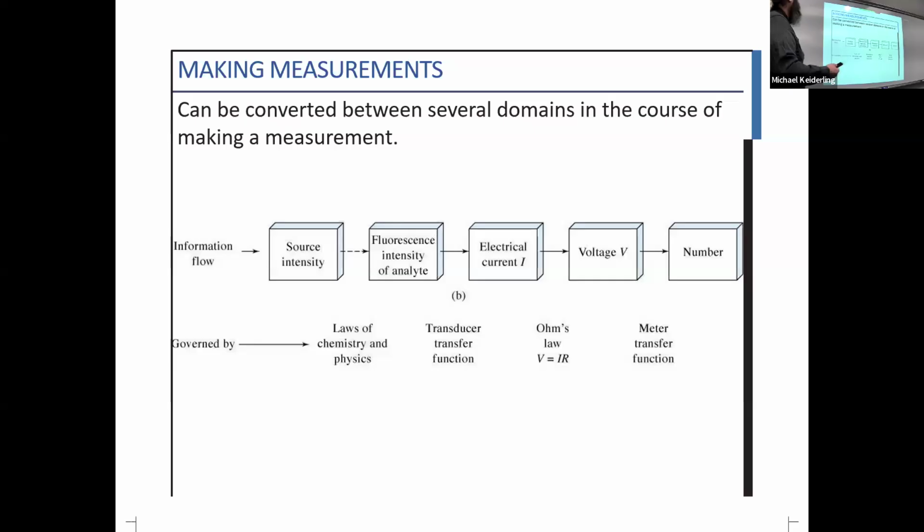And when you make a measurement, this can go between several domains in the course of making the measurement. So, the source intensity is some non-electrical physical property. It goes to a different physical property, the fluorescence intensity of the analyte. Then it's turned to electrical current, then to voltage, and finally the number. Generally, in instrumental analysis, your goal is a number.